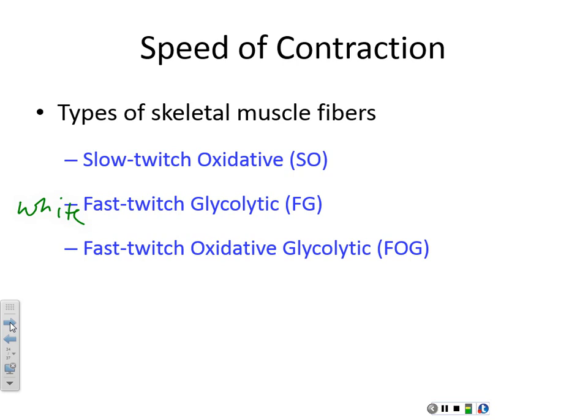It's probably this fiber, because it's in between. It's not totally red like beef is. So it will be fast twitch glycolytic and oxidative. It uses both oxidative and glycolytic. So it's kind of medium. So this is kind of like pink fibers, if you will. But this is white, and this is red.